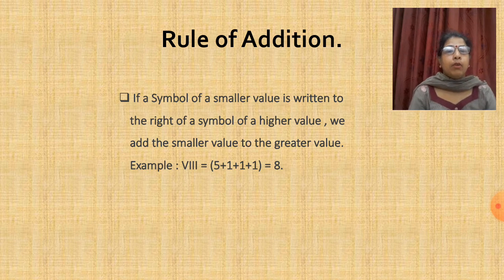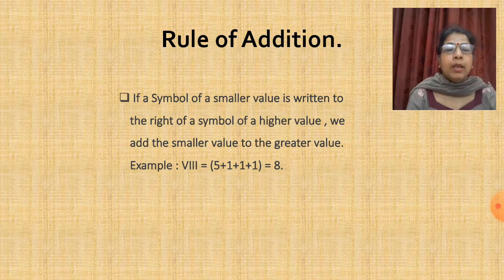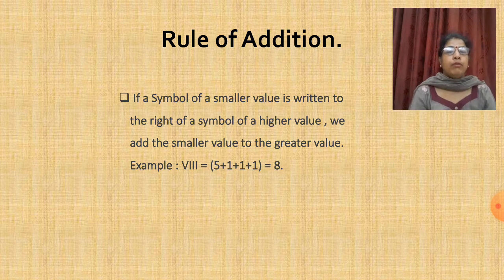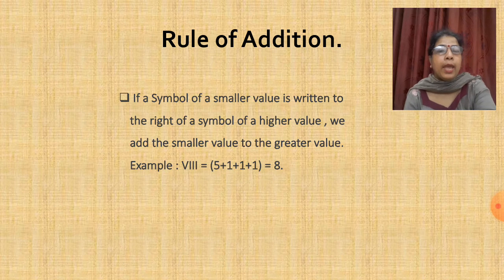Now what is the rule of addition? If a symbol of a smaller value is written to the right of a symbol of a higher value, we add the smaller value to the greater value. For example, VIII is equivalent to 5 plus 1 plus 1 plus 1 is equal to 8.